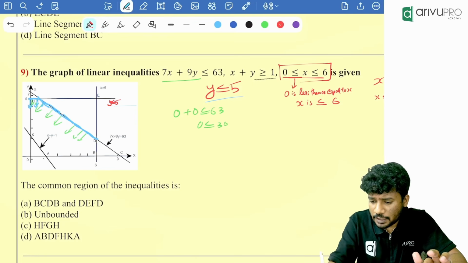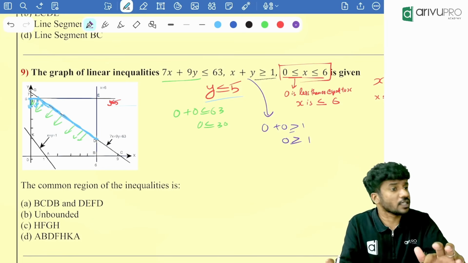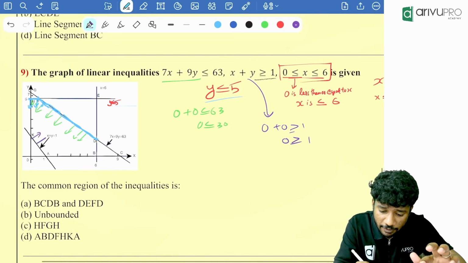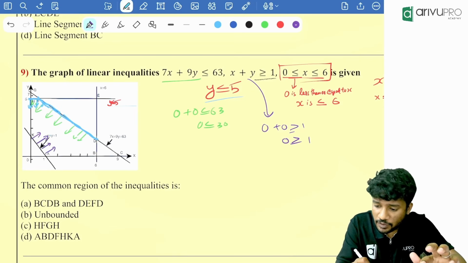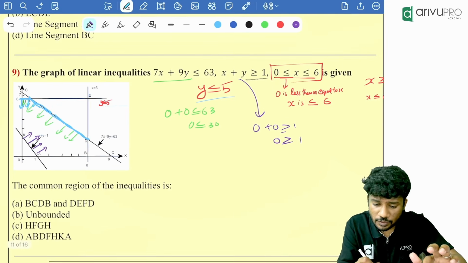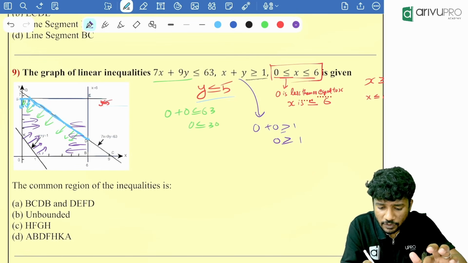Can I take 0 plus 0 is greater than or equal to 1? Is 0 greater than or equal to 1? No, that means it should be away from the curve. Then we know that x is also greater than 0, which is also given in the question. That means towards this side it is given. Correct? Yes. And x is greater than 0 is also given in the question.